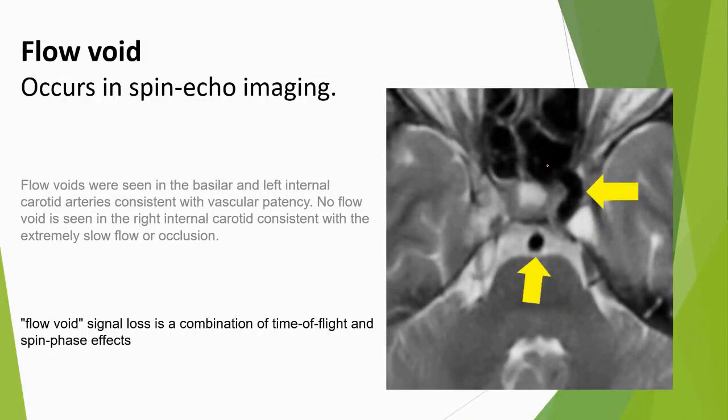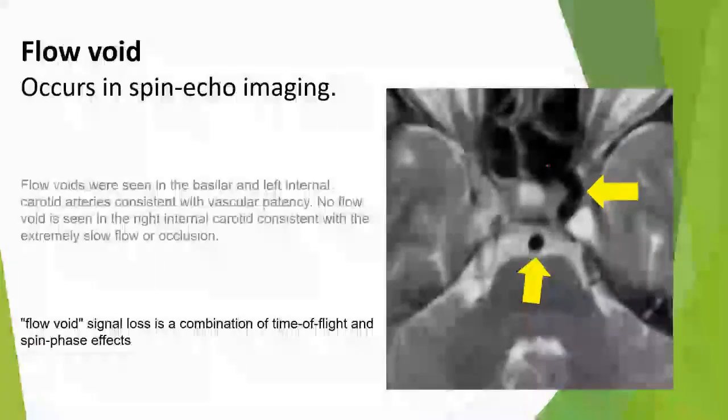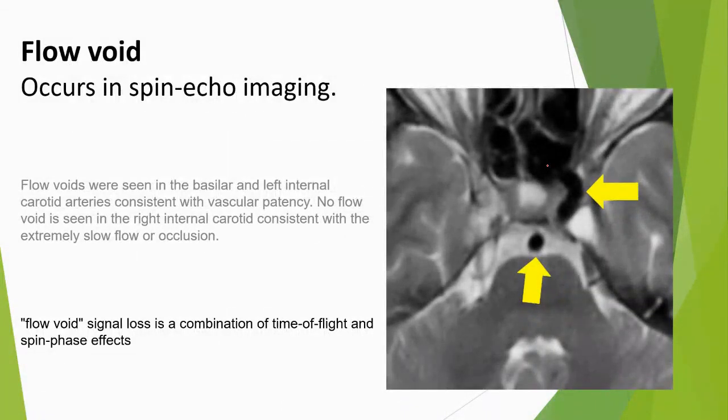What I'm pointing to with the yellow arrow, what is that? A vessel. Okay. Is it appearing in black or white? Black. So does that mean I'm getting a signal from it or not? Is my signal here strong or weak coming from this vessel? All right. Why do the vessels appear black in the spin echo sequence?